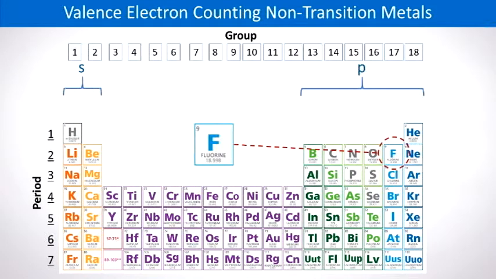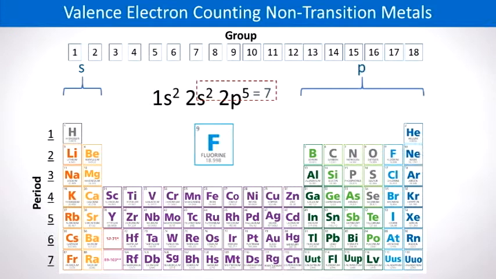So let's take an example. Consider fluorine, which is located in group 17 on the periodic table. Fluorine has 9 total electrons. Therefore, its electron configuration would be 1s2, 2s2, 2p5. If we take a look at the highest orbital, which would be the 2 orbital, we will find a total of 7 electrons, which is the sum of those in the 2s and the 2p.